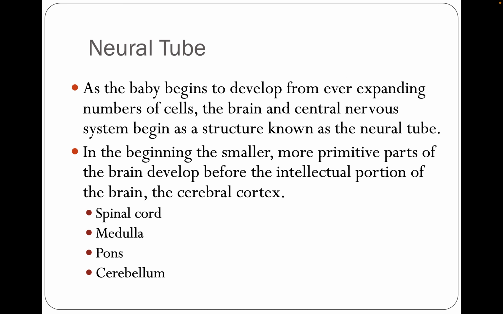As the baby begins to develop from ever-expanding numbers of cells, the brain and the nervous system begin as a structure known as the neural tube. In the beginning, the smaller, more primitive parts of the brain develop before the intellectual portion of the brain, the cerebral cortex. The spinal cord develops, the medulla, the pons, and the cerebellum will all develop first.